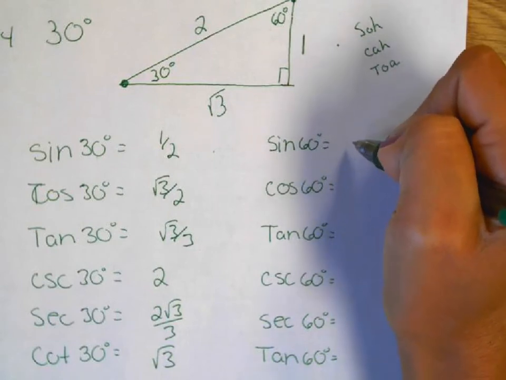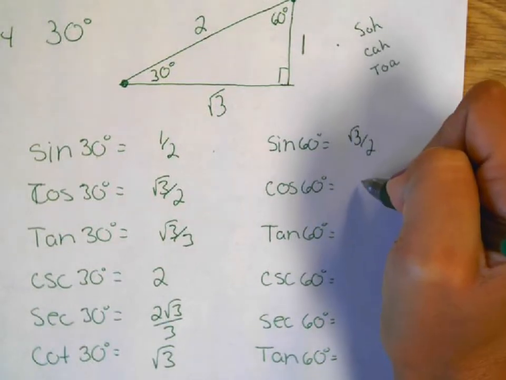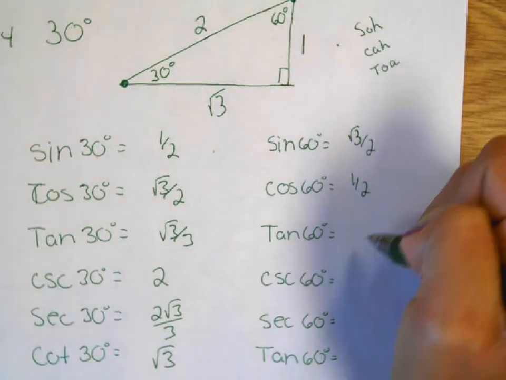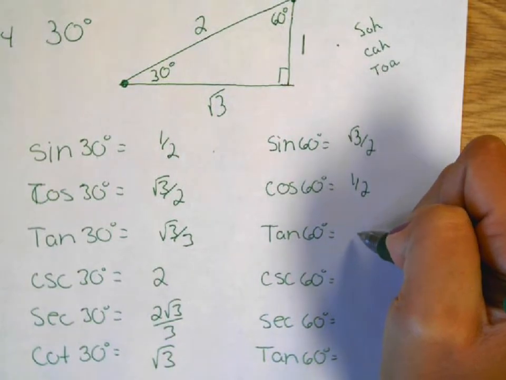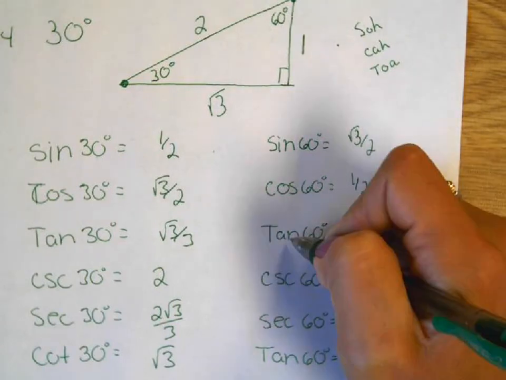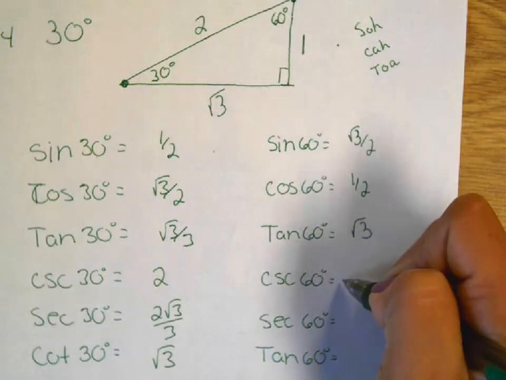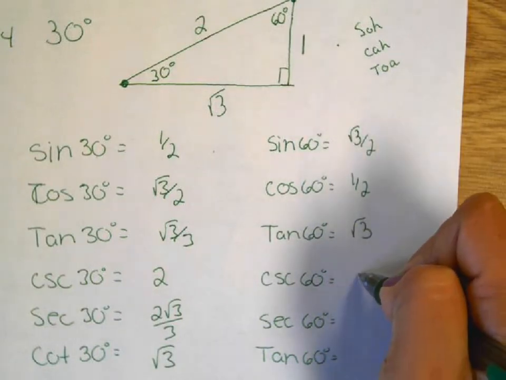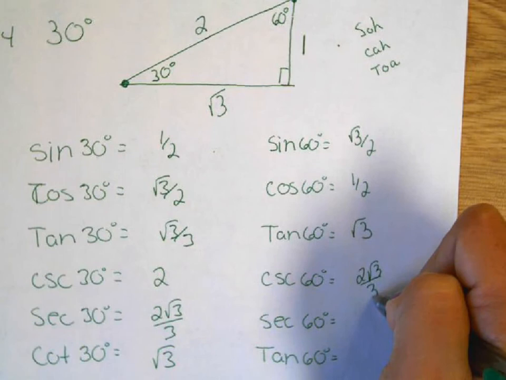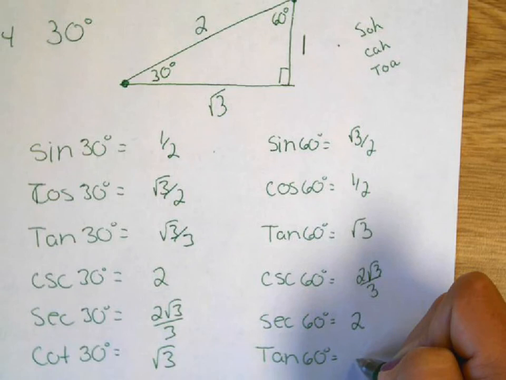So what's the sine of 60, anybody? Keep going with cosine and tangent. You can just use the cofunctions. Tangent should be square root of 3, the cotangent. Very good, whoever said that. Cosecant is 2 square root of 3 over 3. Secant is 2. And cotangent is square root of 3 over 3.